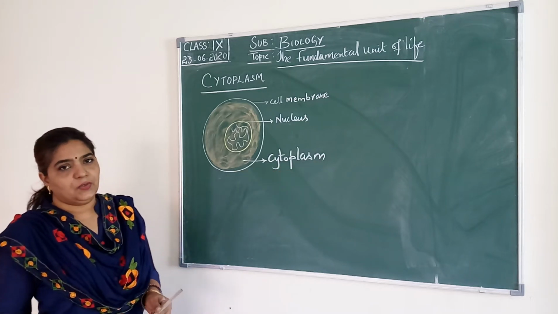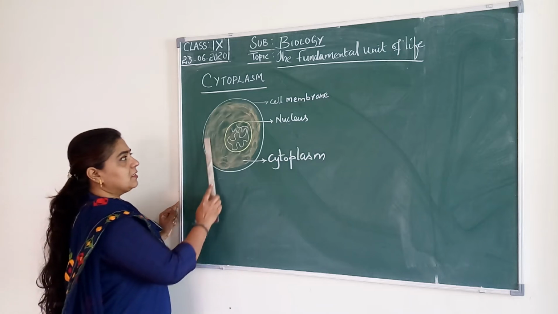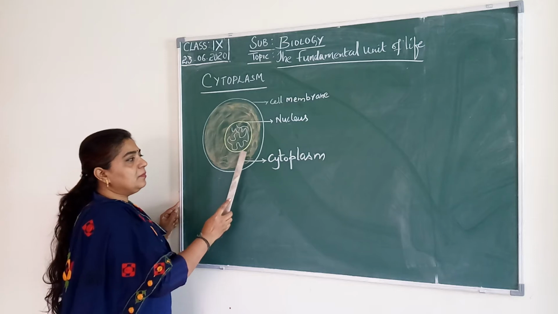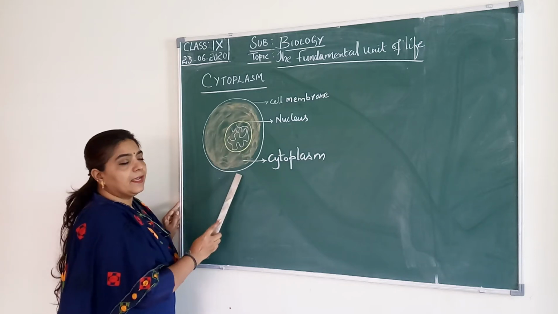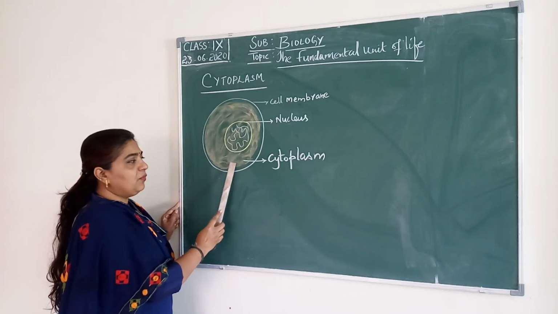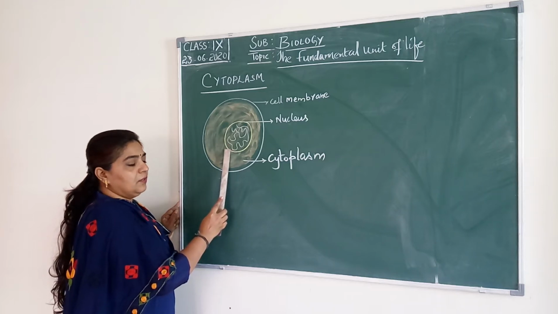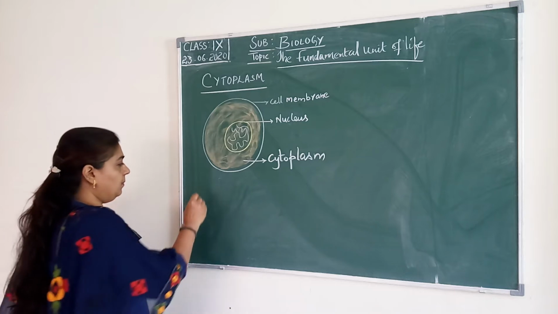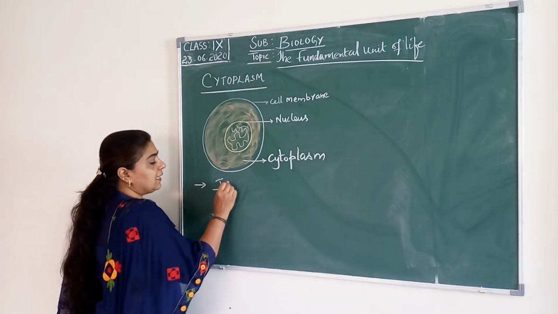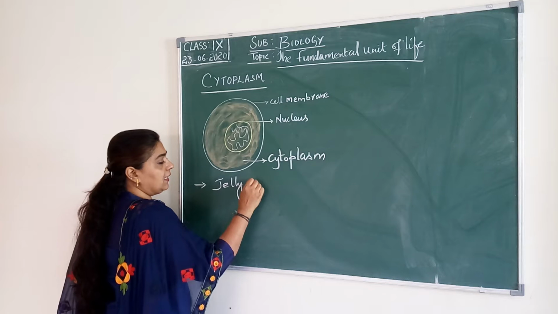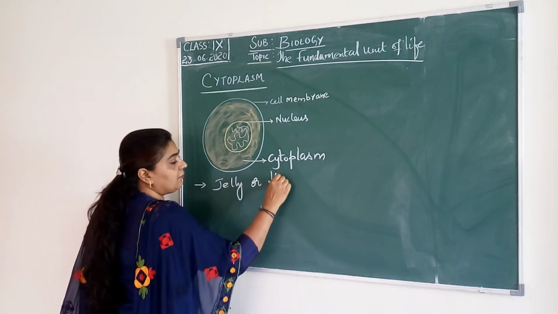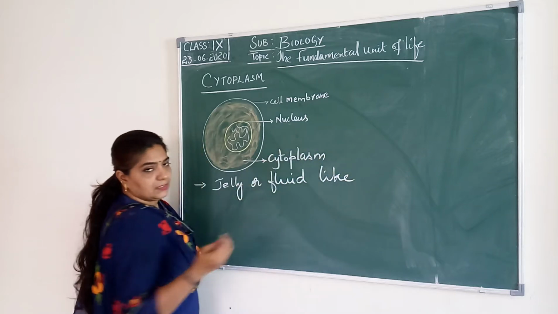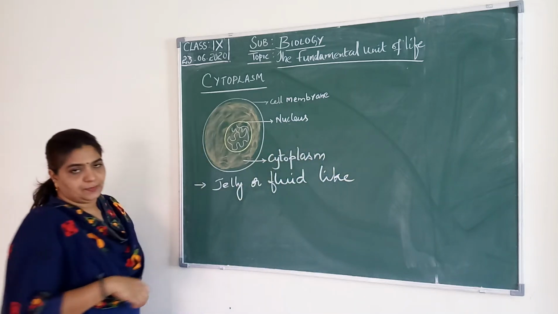So what is cytoplasm? Cytoplasm is a jelly-like fluid present between the nucleus and the cell membrane. The fluid that is present between the nucleus and the cell membrane is called the cytoplasm. It is a jelly-like or fluid-like substance.